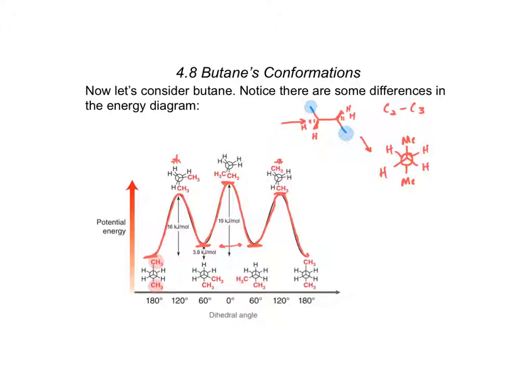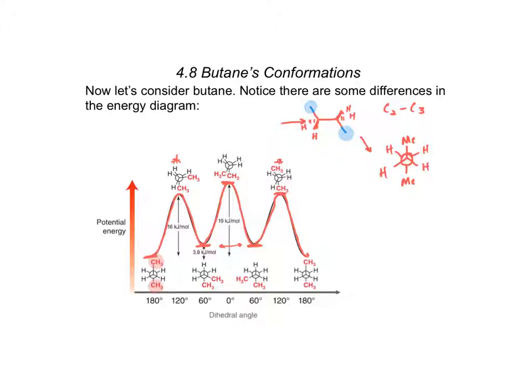So now we have two different energy conformations in our staggered. We have two different energy conformations in our eclipse. I'm going to talk about why we actually see this, okay? Okay, so two different conformations. We're going to start with the staggered, okay?